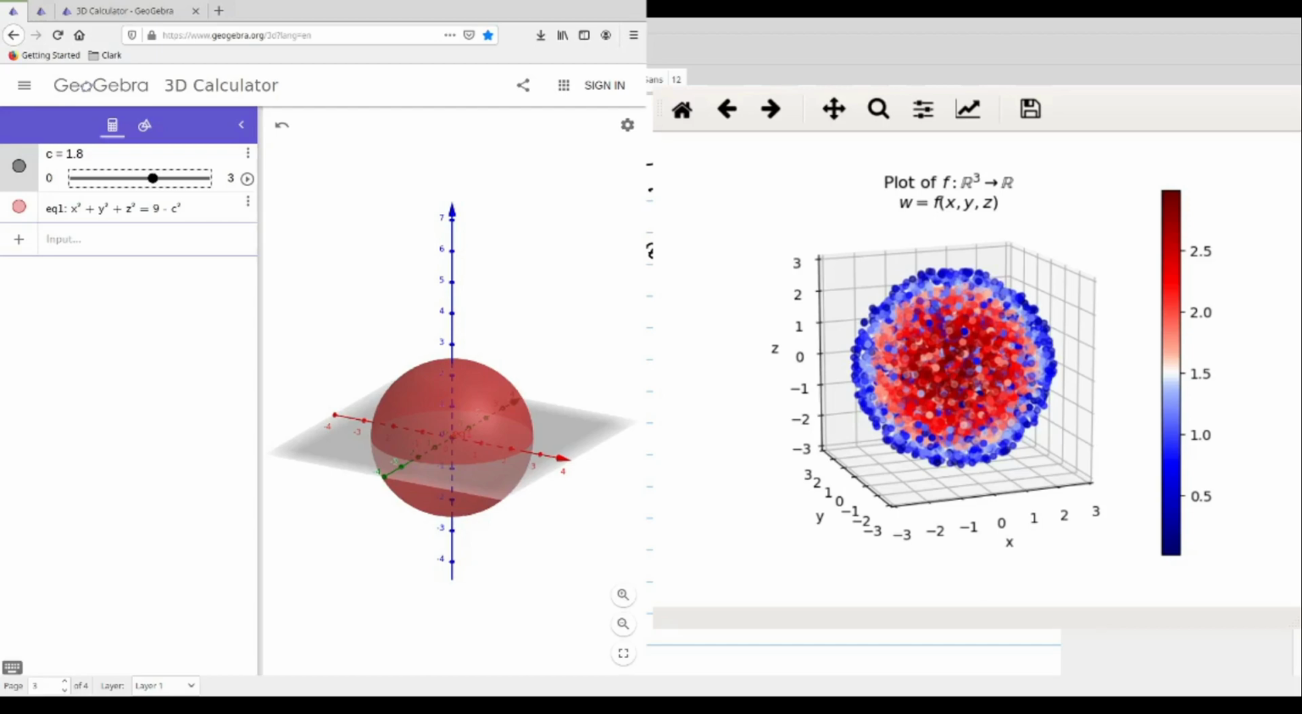So this is going to wrap it up for this lecture. In the next lecture we'll talk about traces of multivariable functions, both functions of 3 variables and functions of 4 variables. Specifically, we'll generalize this idea to what are known as level curves and level surfaces.